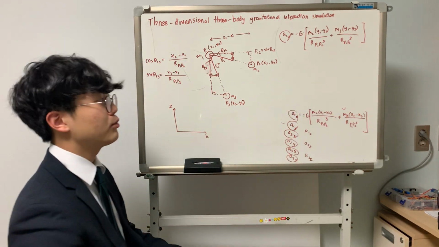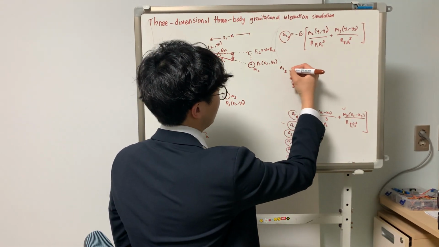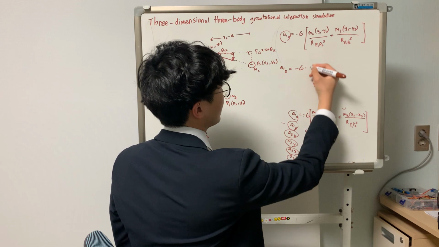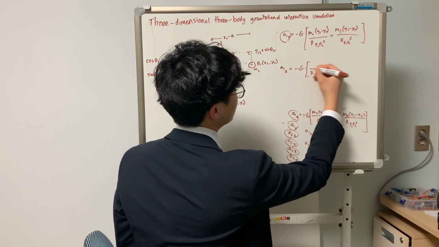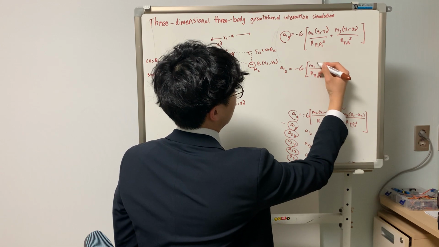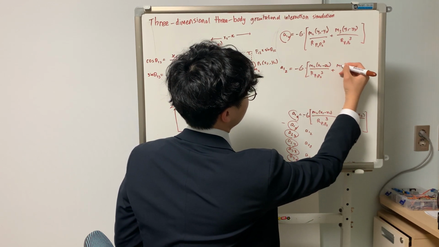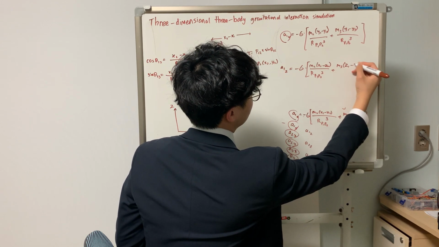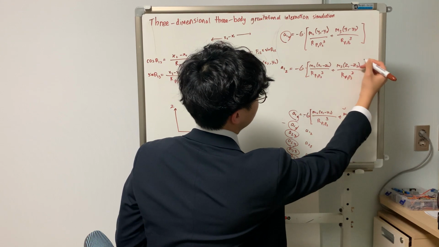And so that proves the fact that a1z is going to be equal to minus g times the same thing, but the only change would be that we're going to have m2 of z1 minus z2 plus m3 of z1 minus z3 over r p1 p3. That's going to be the same.